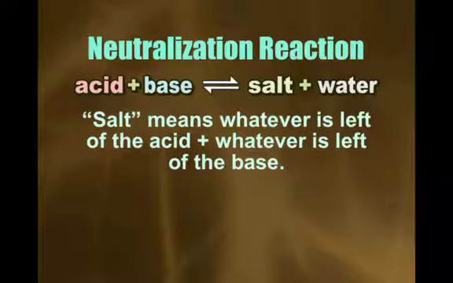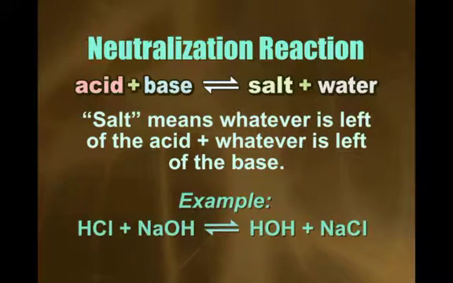Some textbooks will define it as a metal and a nonmetal. So you have magnesium, which is a metal, combined with chlorine, which is a nonmetal. Those combine to give you a salt. Some textbooks define it as that. But this textbook defines it as whatever is left over in equilibrium.